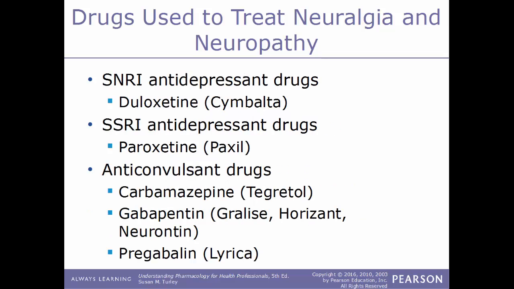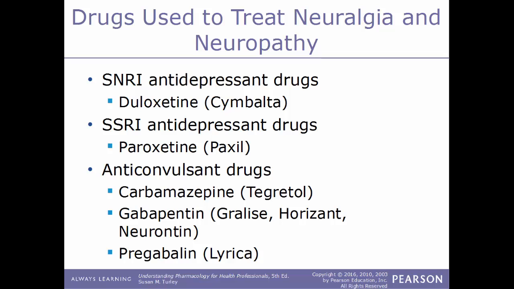Some other categories of drugs that are used to treat neuralgia and neuropathy: SNRI antidepressants. An example of this kind of drug would be duloxetine, also known as Cymbalta. Another category would be the SSRI antidepressants, the selective serotonin reuptake inhibitor drugs. An example of this class would be paroxetine, also known by its trade name Paxil.